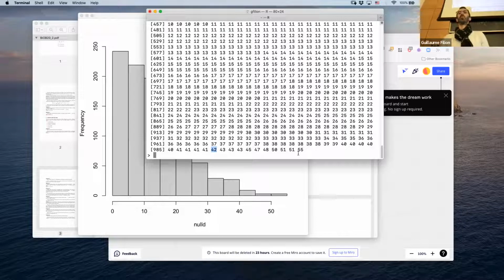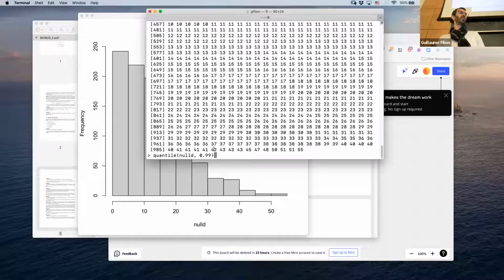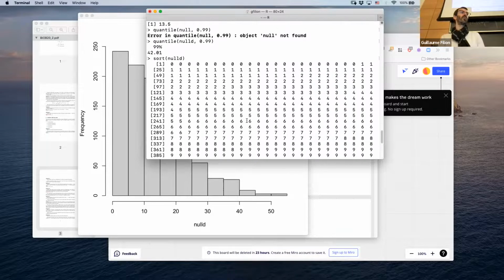By definition of the median, you have half of the values that are below, half of the values that are above. And by definition of the quantile at position 0.99, you have 99% of the values that are below and 1% that are above. So that's strictly equivalent to sorting them manually like I did, and then picking off the value that separates the 1% from the 99%. So quantiles are really super easy as long as you think about them in terms of sorted values.